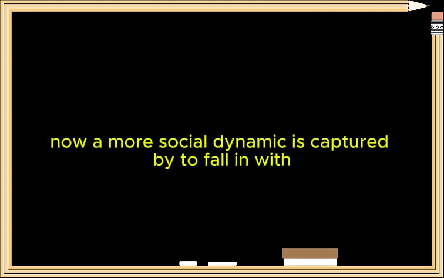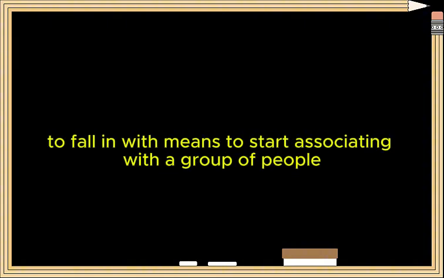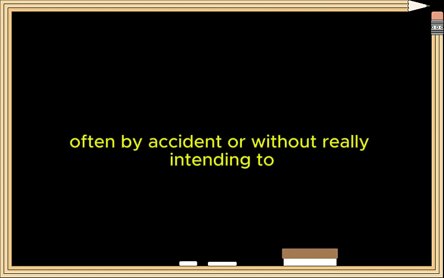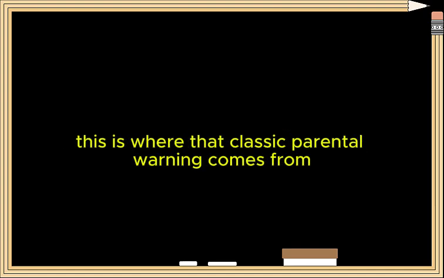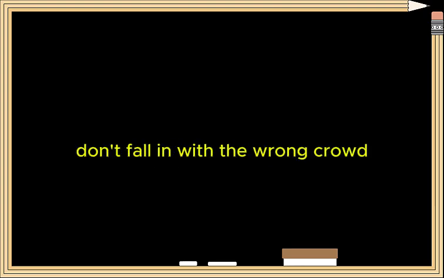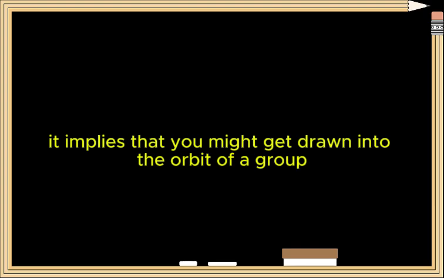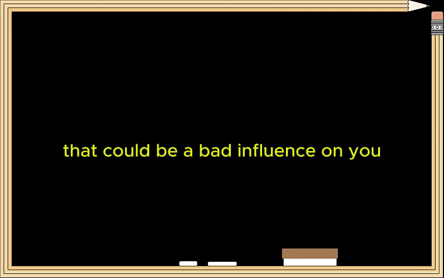Now, a more social dynamic is captured by to fall in with. To fall in with means to start associating with a group of people, often by accident or without really intending to. This is where that classic parental warning comes from, right? Exactly. Don't fall in with the wrong crowd. It implies that you might get drawn into the orbit of a group that could be a bad influence on you.